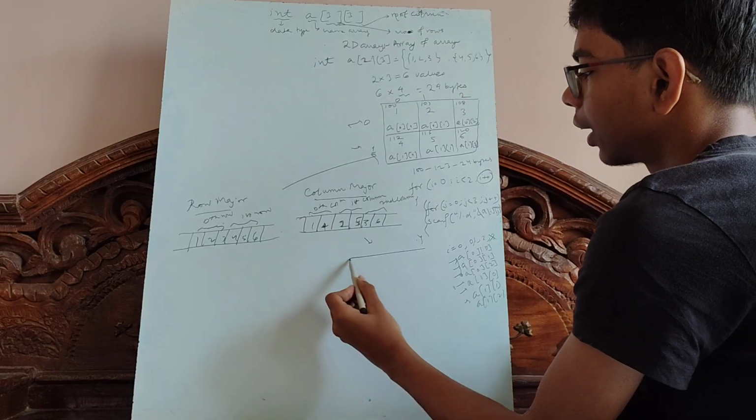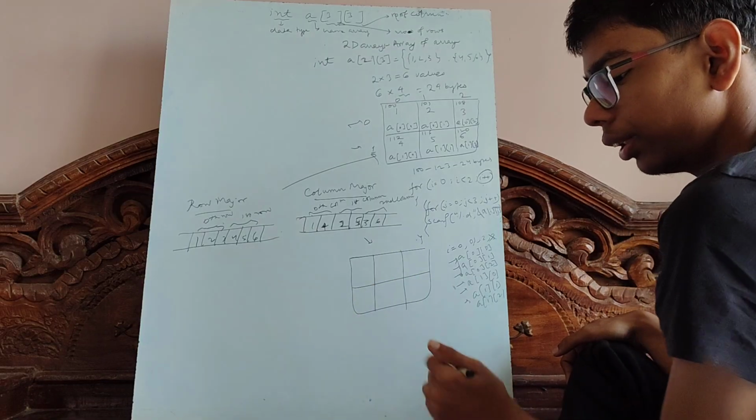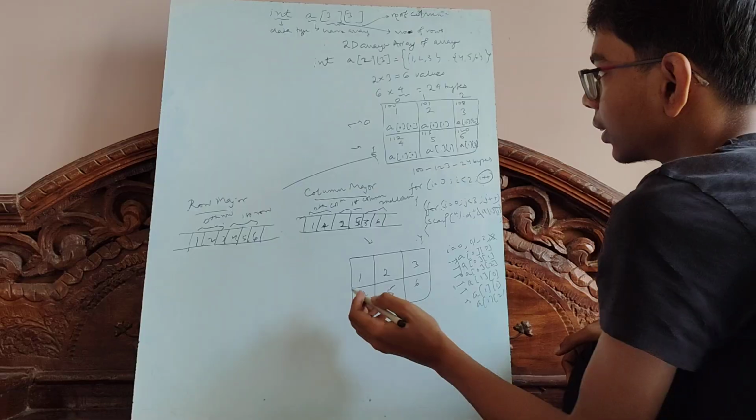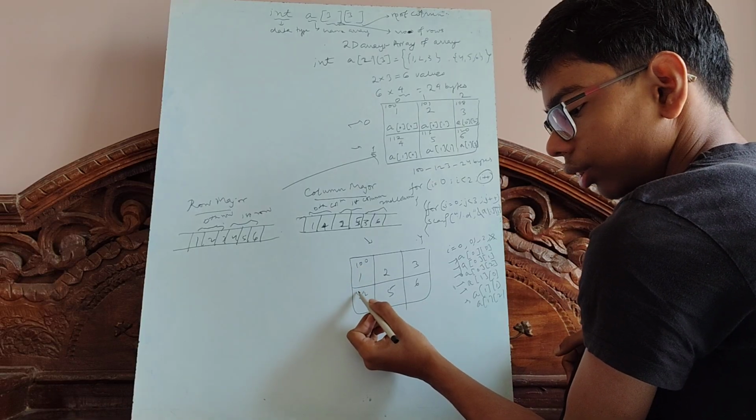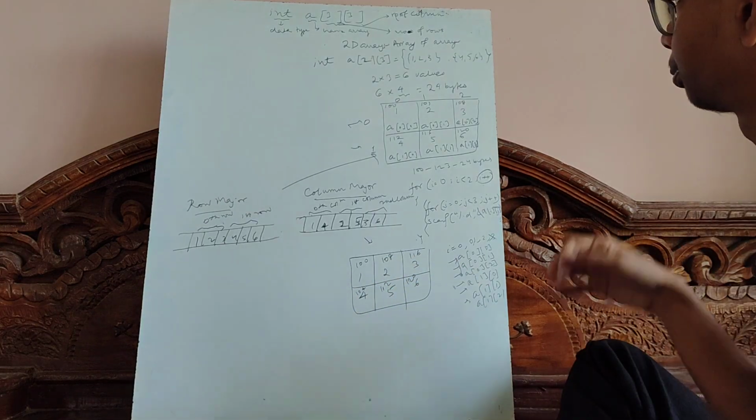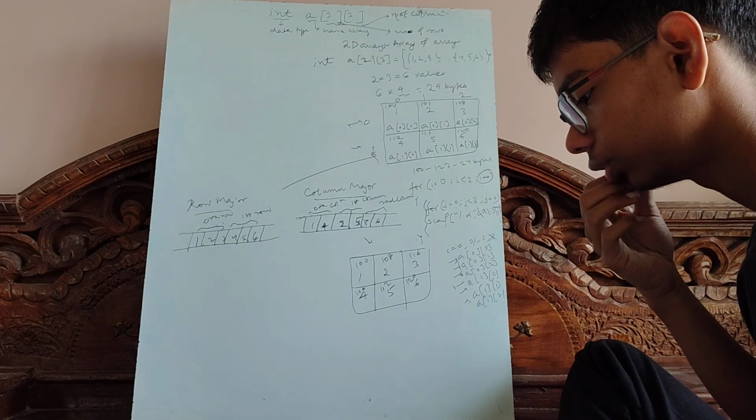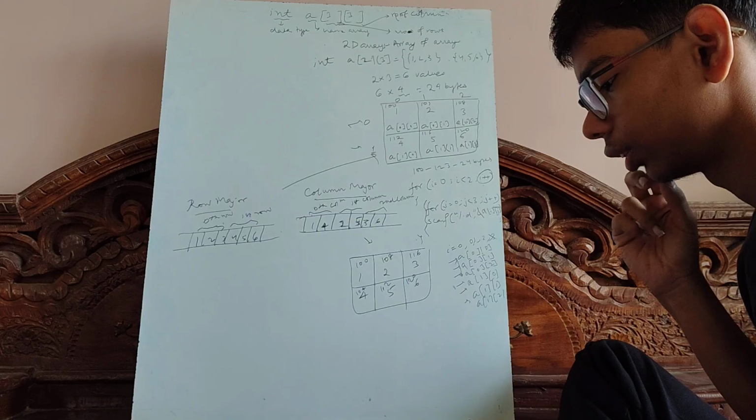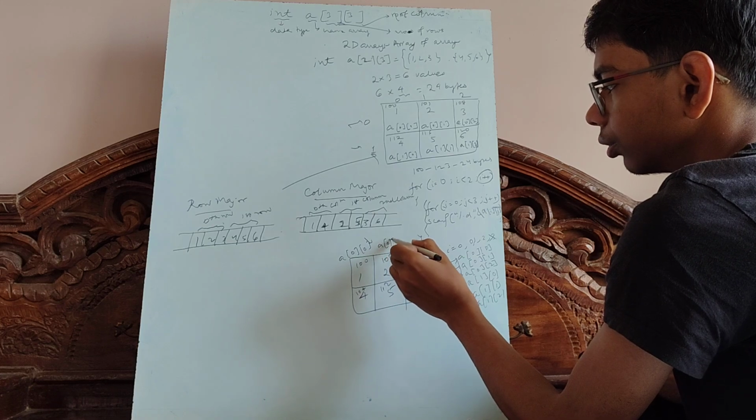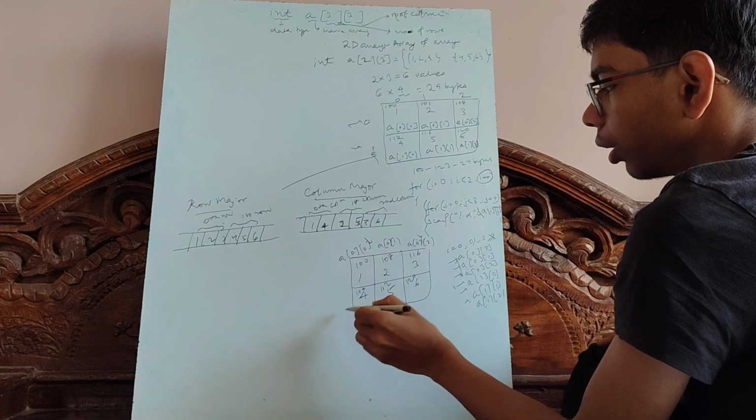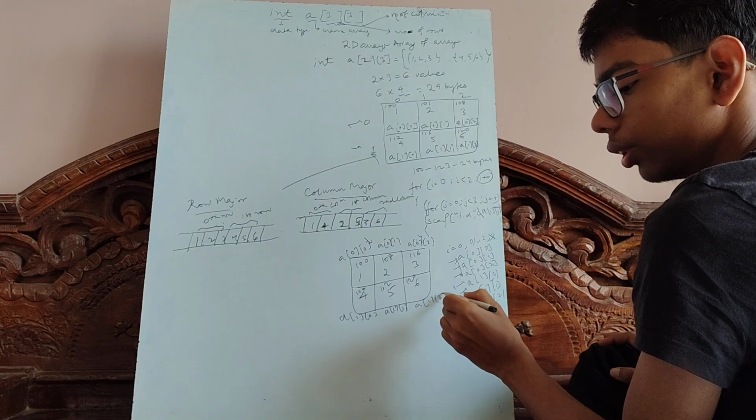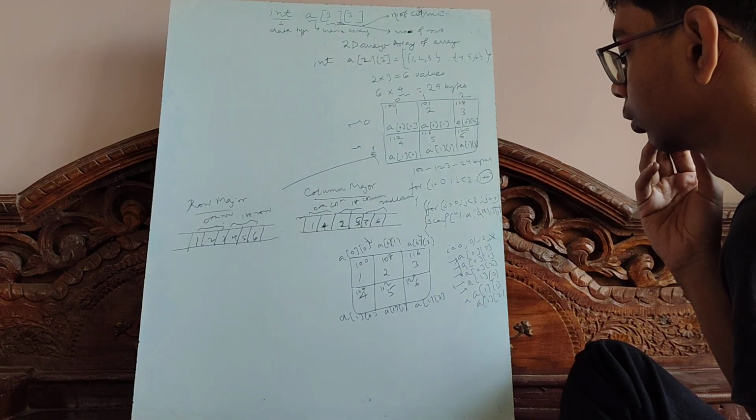For column major implementation, I can simply write this as 1, 4, 2, 5, 3, 6, and addresses can be, I can write this as 100, 104, 108, 112, and this is my A of 0 0, this is my A of 1 0, A of 0 1, A of 1 1, A of 0 2, A of 1 2, right.